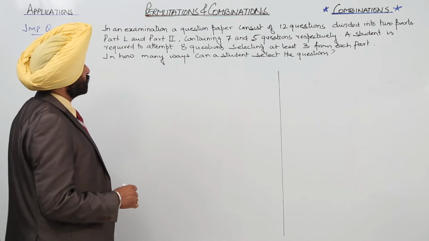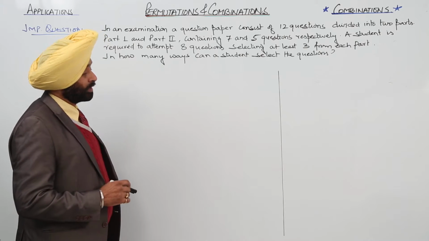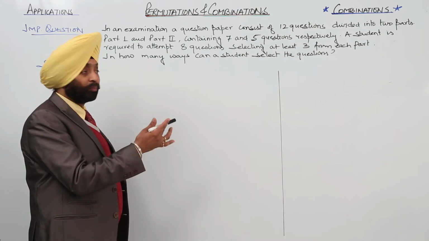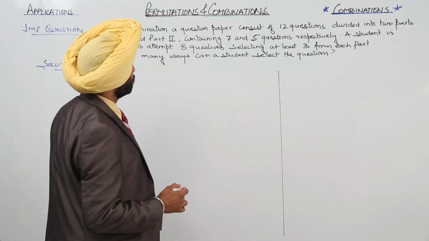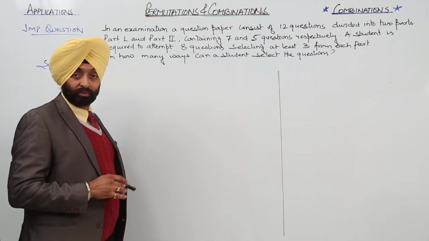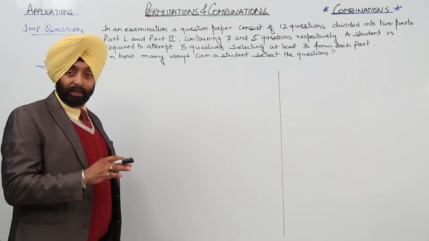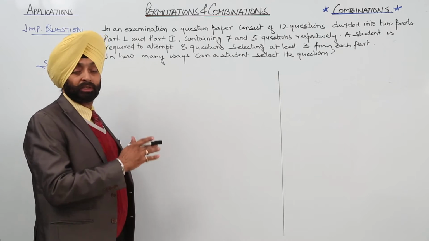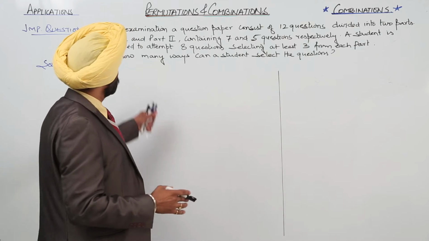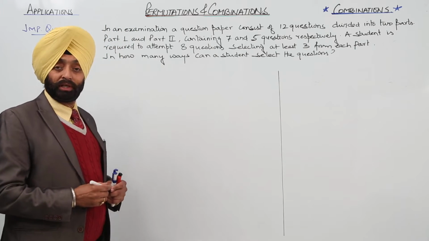In an examination, a question paper consists of 12 questions divided into two parts, part 1 and part 2. Part 1 contains 7 questions and part 2 contains 5 questions. A student is required to attempt 8 questions overall, selecting at least 3 from each part. So how many ways can a student select the questions?